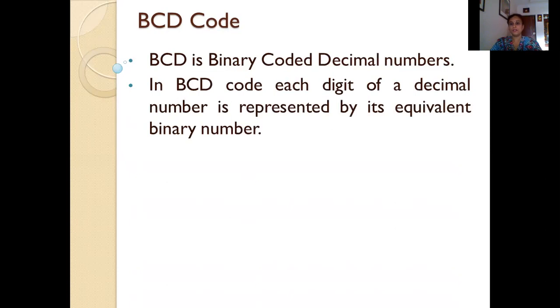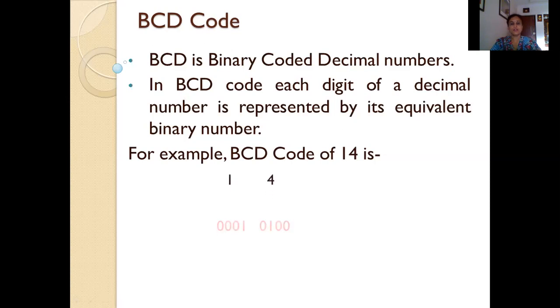Now in BCD, each digit of a decimal number is represented by its equivalent binary number. So every digit of a decimal number, that is from 0 to 9, is represented by its equivalent 4-bit binary number. Okay. So if you consider an example, suppose the number 14, then we can represent it in BCD code as 1 as 0001 and 4 as 0100. Okay, so that is the way we represent the BCD code.